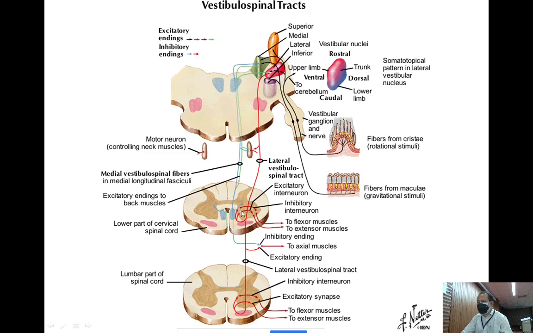Fibers go to flexor muscles and the extensor muscles from the lateral vestibulospinal tract, and these are important in the control of proximal limbs and control of posture. And the vestibulospinal tract, as I've said earlier, is important in controlling head movement, most importantly head movement during angular acceleration.